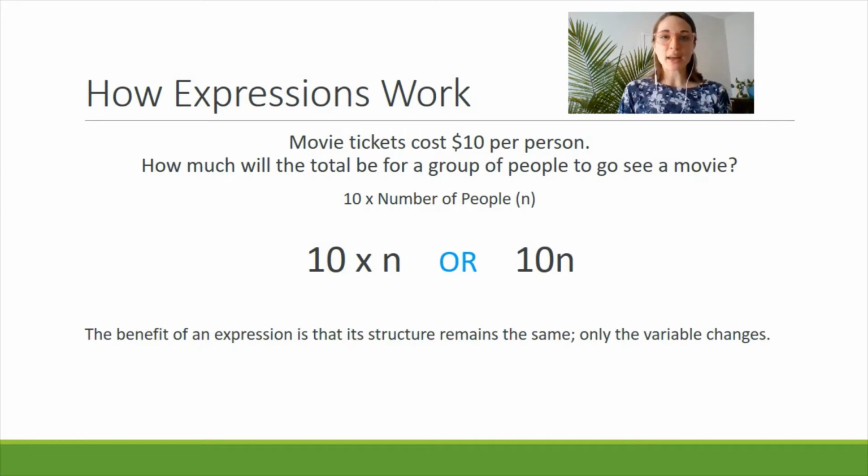When you see a number and a variable right next to each other, like 10n, it means they're multiplied together. We don't have to write the multiplication sign. You'll notice I chose the letter n to represent the number of people, and I could have chosen any letter here. Perhaps f for friends, or p for people, or just x. The letter does not matter in and of itself. It's just important that anyone reading it can see that it represents a value. The benefit of writing this as an expression is that the structure will remain the same, and we can change the variable to accommodate the number of friends or family who are coming.